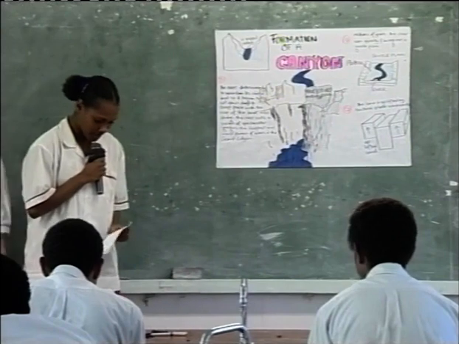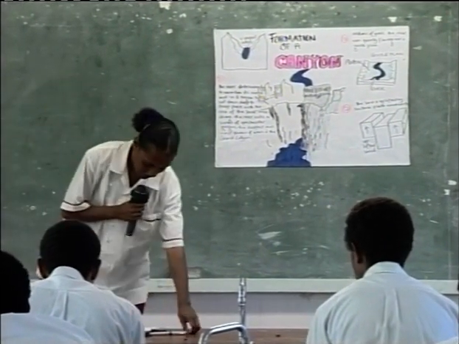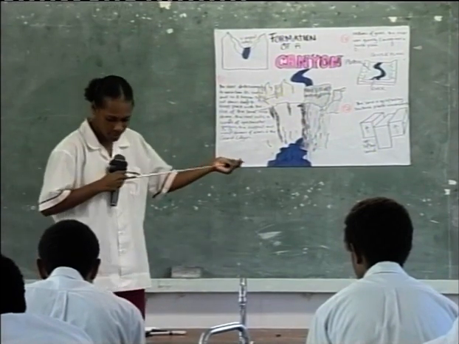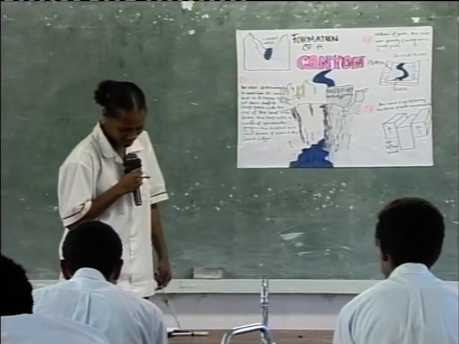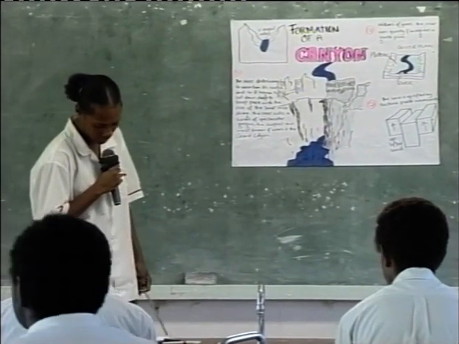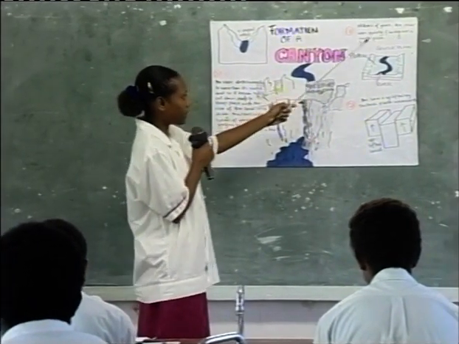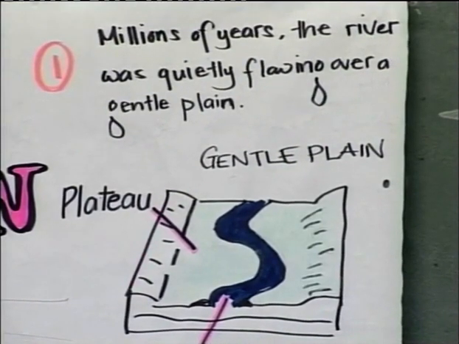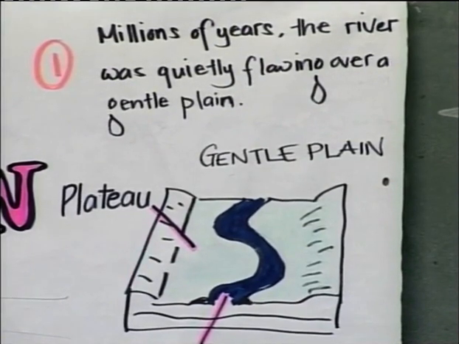Okay, I'm going to be explaining the formation of a canyon. A canyon occurs when a river flows across a plateau which is composed of horizontal and alternate layers of hard rock and soft rock. Like this, for millions of years, the river quietly flows over a gentle plain. The valley it cuts will be deep and narrow.